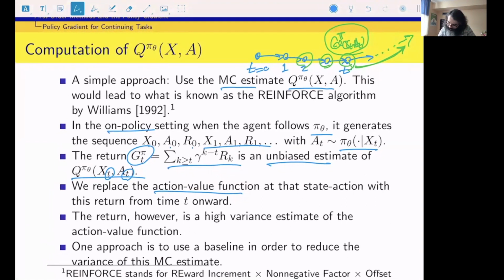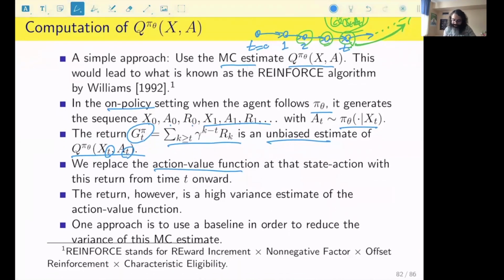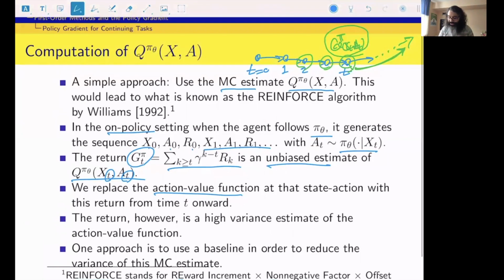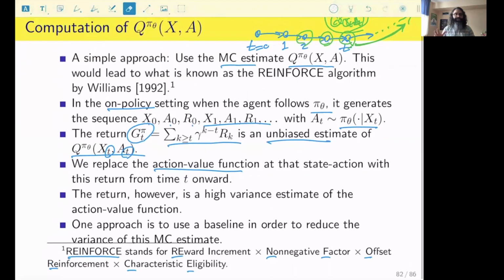And the funny thing is that the name is REINFORCE, and people often confuse REINFORCE and reinforcement learning. They're two different things. REINFORCE is one algorithm to solve the reinforcement learning problem, and it stands for something not intuitive. It's called reward increment, non-negative factor, offset reinforcement, and characteristic eligibility. Williams put all of them together, made REINFORCE out of it, but it doesn't have any clear connection to reinforcement learning. But if you see, the update rule has all these elements. Okay, so this is great.